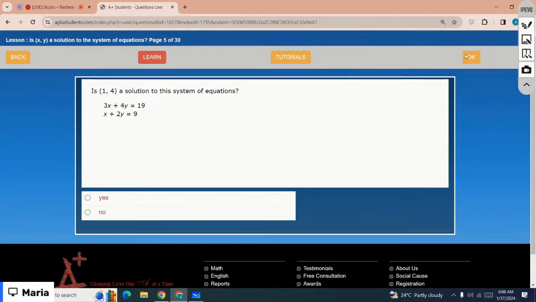Okay, the next one is: is 1, 4 a solution of the system of equations? Which is the correct option?